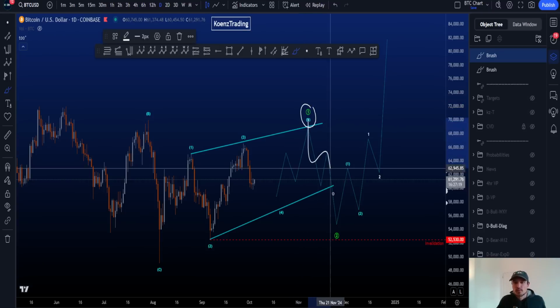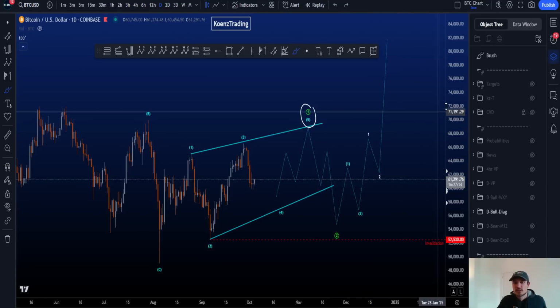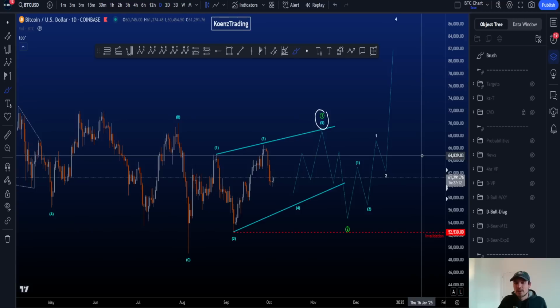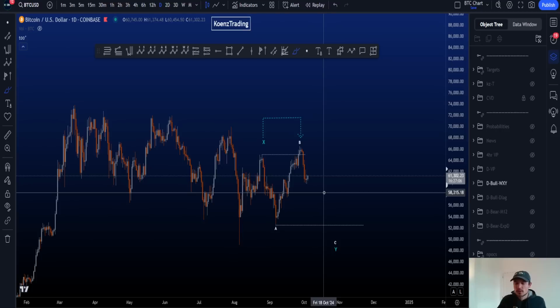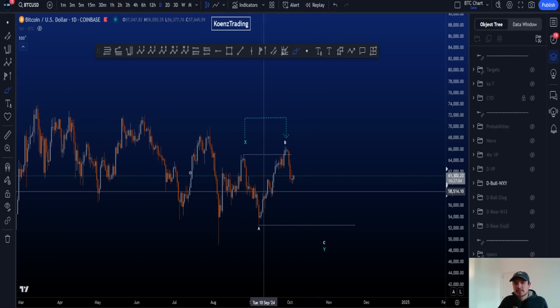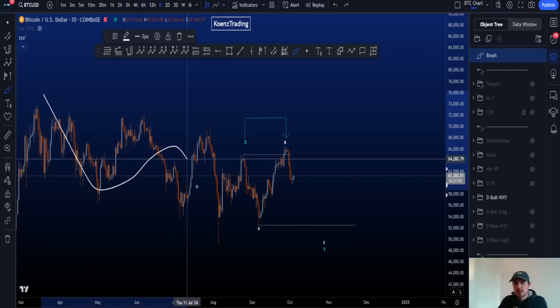After 1, we want to see a 3-wave corrective structure down in 2 and then impulsive continuation to the upside, taking out the all-time high. The second scenario, which is also still bullish, but here you do expect one more move to the downside, is a bigger either a WXY or a WXYXZ.